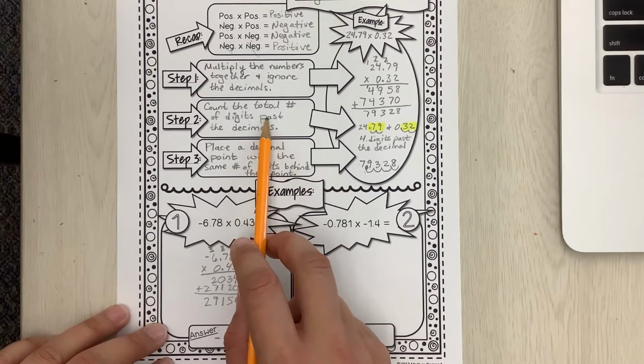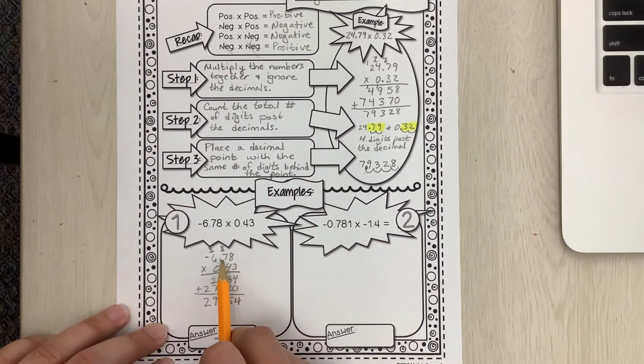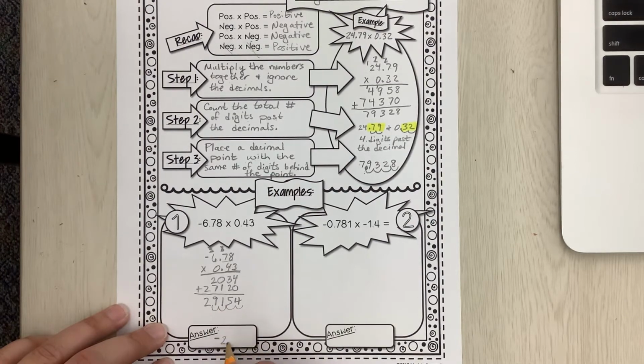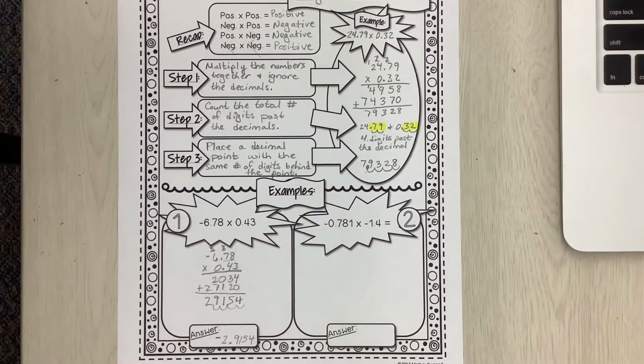Now the second to last thing is to figure out how many decimal places, and then we're going to put the decimal where it goes. So past the decimal: 1, 2, 3, 4. So 7, 8, 4, 3. Those are the ones past the decimal, so there are 4. So 1, 2, 3, 4. So my answer is negative 2.9154.